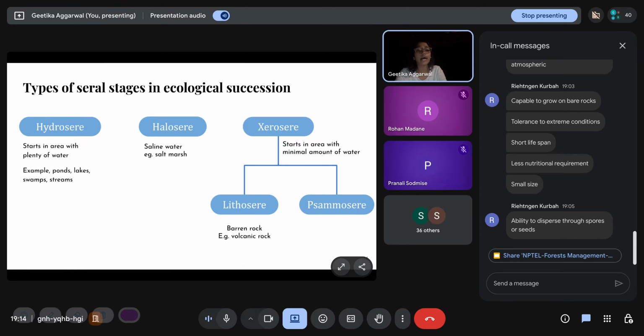It could be lithosphere or samosphere. Lithosphere starts on barren rock, for example, volcanic rock, and samosphere is mostly related to sand. So if the ecological succession is starting in an area which has newly exposed coastal lands or coastal sands like sand dunes, that could be a samosphere.